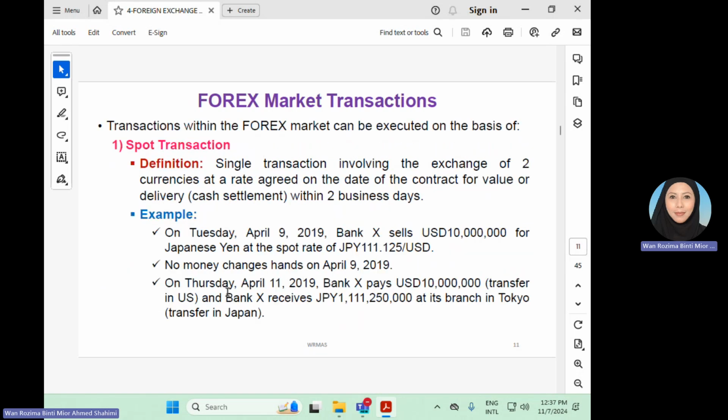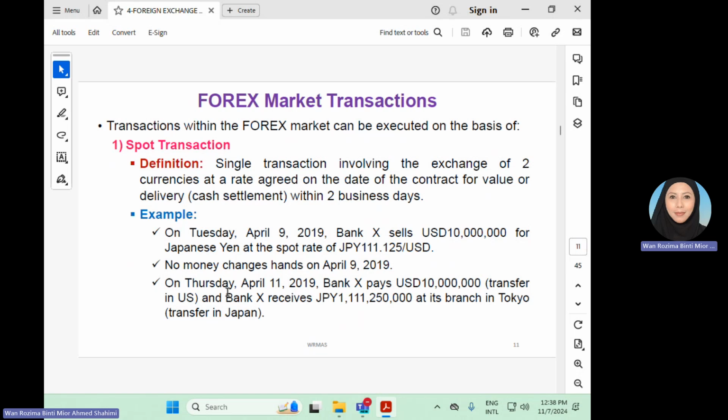Spot transaction, or we call it spot rate. Spot rate is something we call immediate. For example, how much is the price? 3 ringgit. So 3 ringgit is like spot. So a spot transaction is a single transaction involving the exchange of 2 currencies at a rate agreed on the date of the contract for value or delivery, cash settlement within 2 business days.